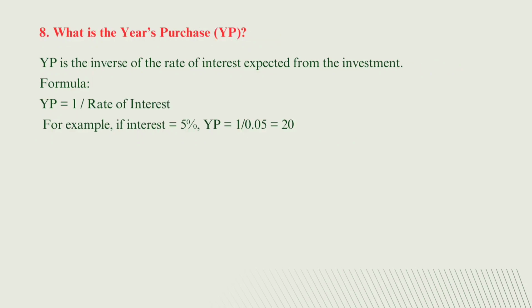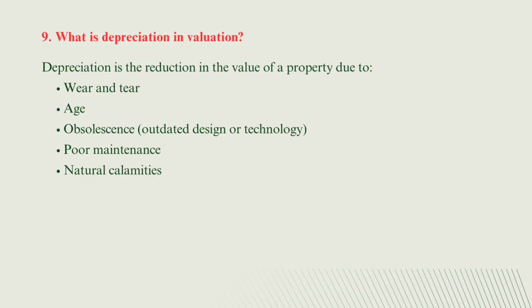Now the next question is, what is the year's purchase, that is YP? YP is the inverse of the ratio of interest expected from the investment, and the formula is YP is equal to 1 upon the rate of interest. For example, if interest is equal to 5%, then YP is equal to 1 upon 0.05, that is equal to 20.